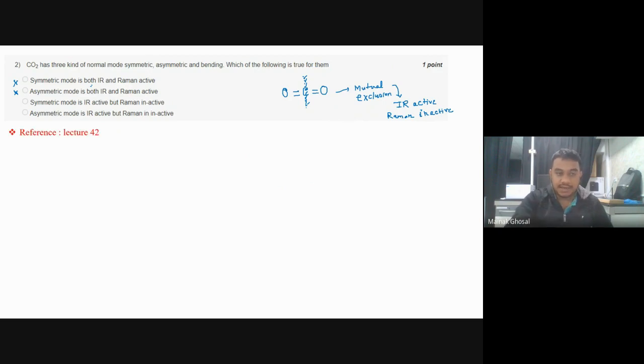You can find this answer in lecture number 42, and I'm also doing that. CO2: three different modes could be there. Suppose these are the oxygens. They are symmetrically stretched by an equal amount but in different directions.